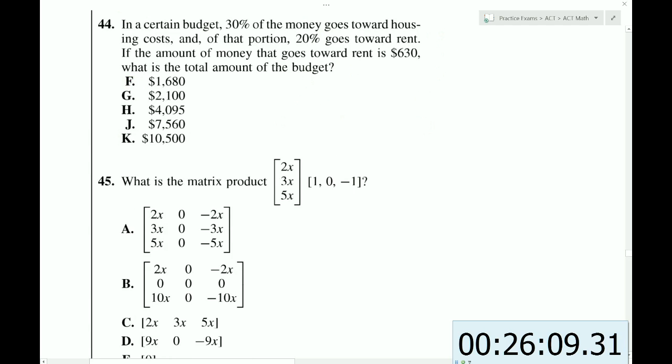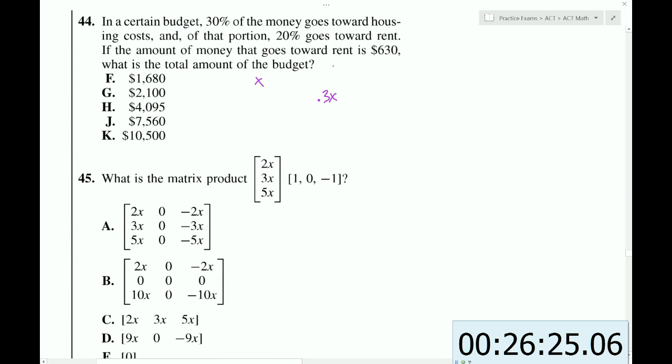In a certain budget, 30% of the money goes towards housing costs. Okay, so that's basically, if X is the total, that would be 0.3X. Of that portion, 20% goes toward rent. Okay, so what we're doing is we're splitting off, right? Make a little tree here. So this would be 0.2, 20% of 30% of X. That's what's going toward rent.